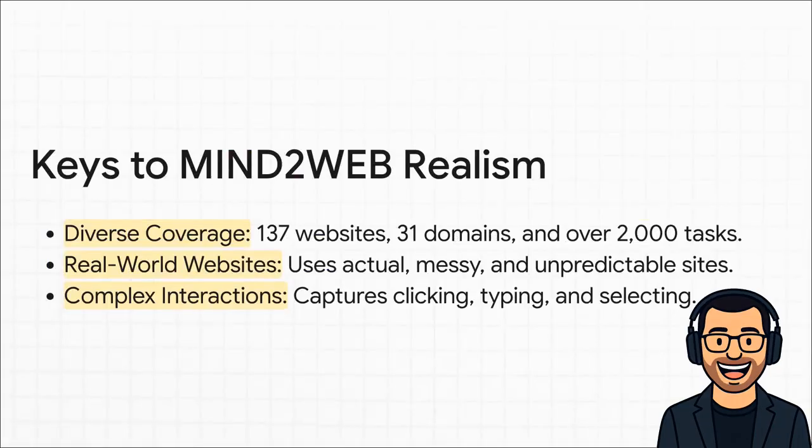So if you want to boil it all down, Mind2Web's breakthrough really comes down to three things. First, massive diversity. Second, a commitment to using real, unpredictable websites. And third, capturing the complex, multi-step actions needed to complete real tasks. This is the foundation you need to build robust, autonomous agents.